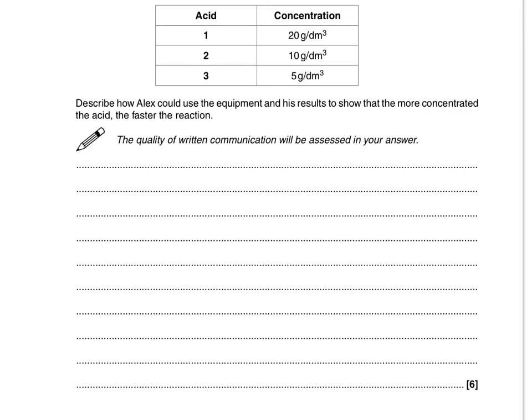Describe how Alex can use the equipment and his results to show that the more concentrated the acid, the faster the reaction. Okay, so we've got to describe how you can use this equipment and his results. So firstly we'd go with the equipment and method, and then we'd talk about his results.